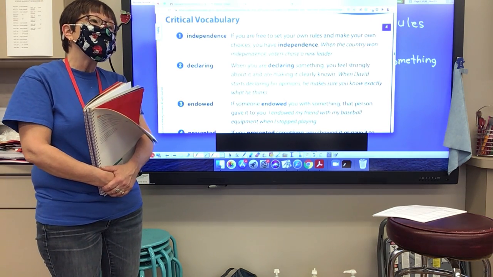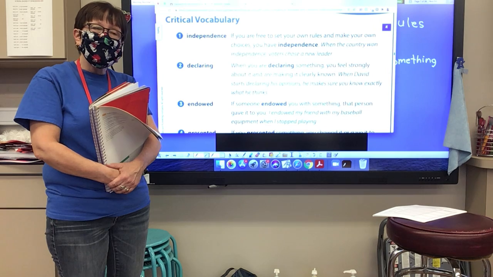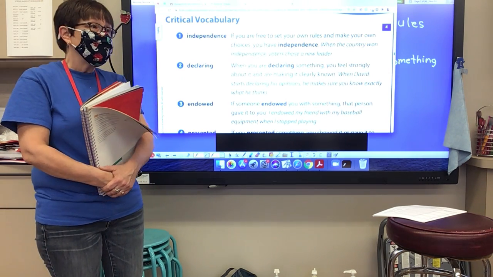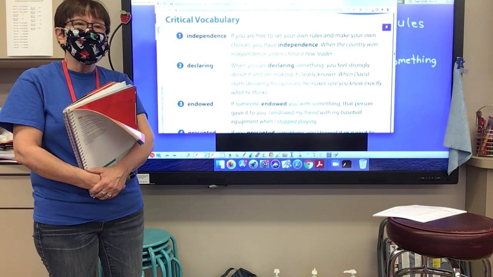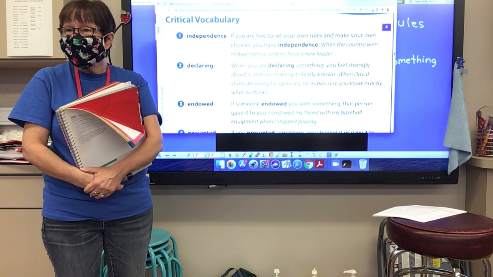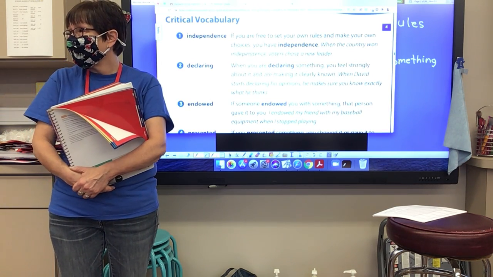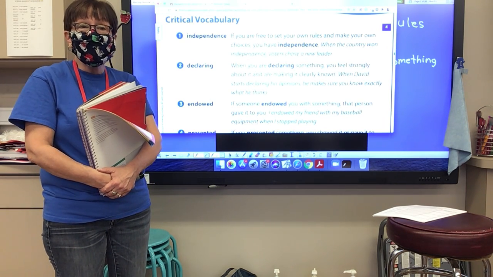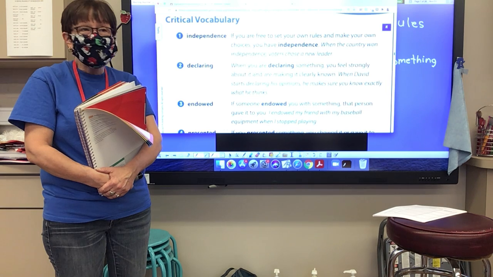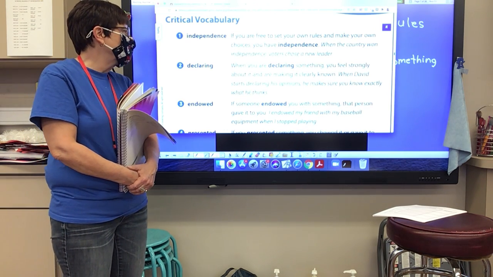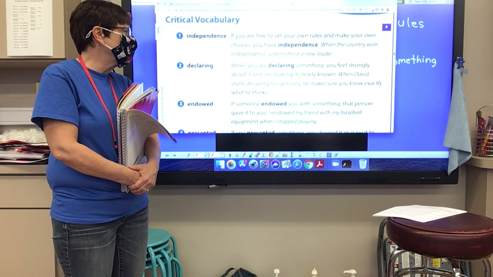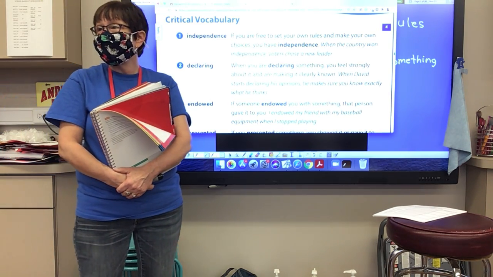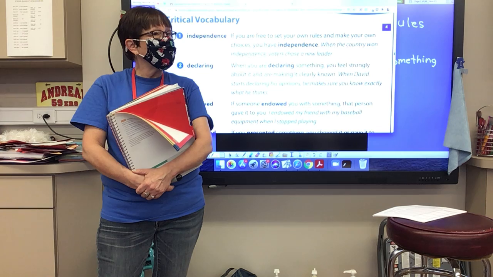Quite often, when we use the word endowed, they will use it in terms of money. Someone endowed a university with $1 million. Or a school, they will leave money to a school, and that would be an endowment. So if someone endowed you with something, that person gave it to you. So they endow you. They give you something.